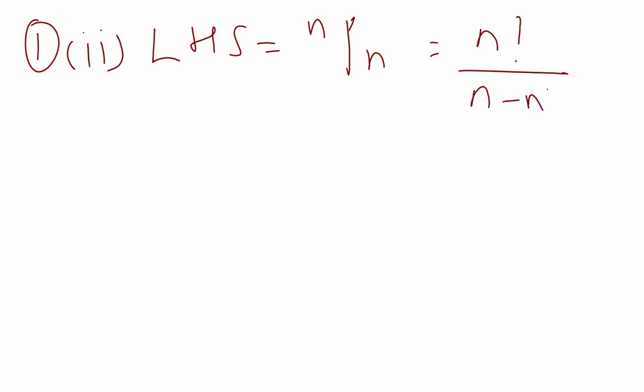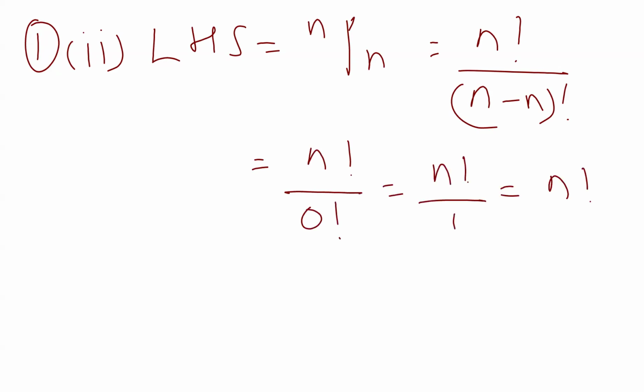Question 1, sub question 2. Left hand side: nPn. So n factorial upon (n minus n) factorial, which is equal to n factorial upon 0 factorial, n factorial upon 1, which is n factorial.